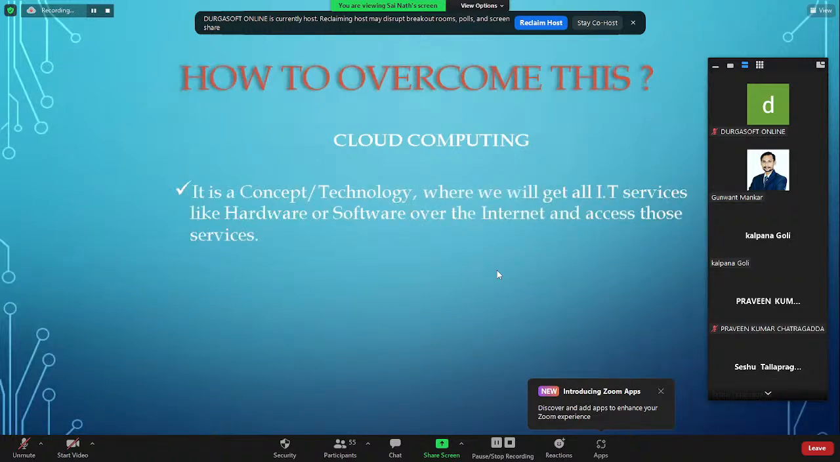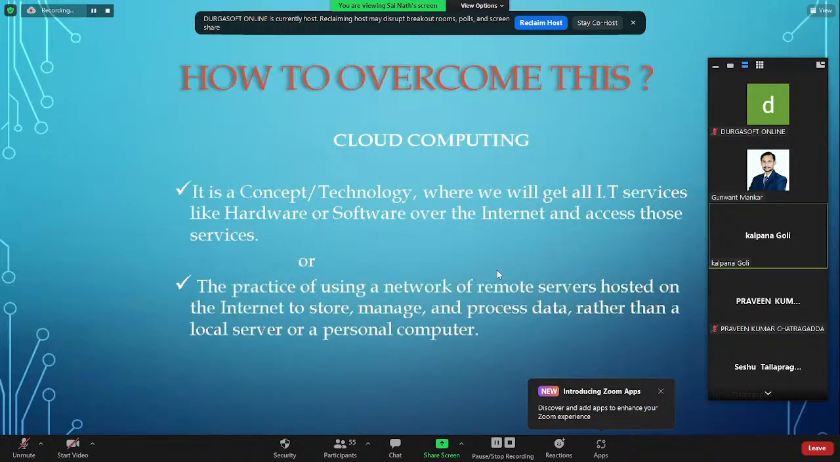What is cloud computing? It's a concept or technology where we get all IT services, like hardware and also software, over the internet and access those services. Now, do all of you understand cloud computing? Yes. Or the other way around, it is the practice of using a network of remote servers hosted on the internet to store, manage, and process data rather than a local server or a personal computer.